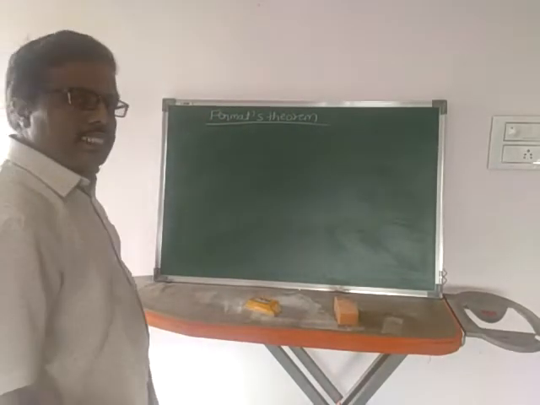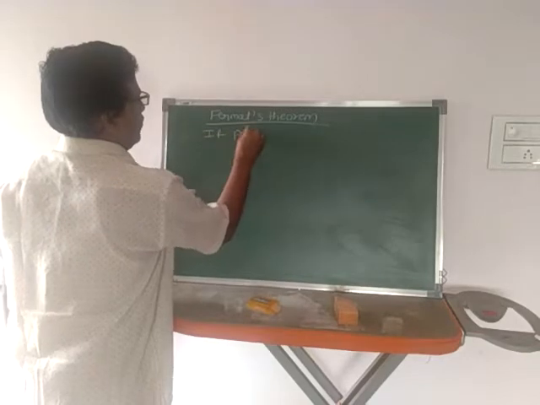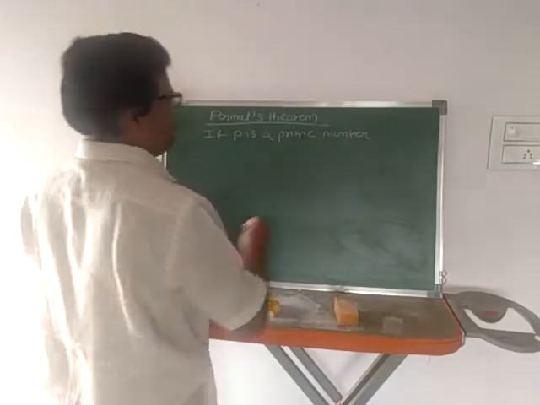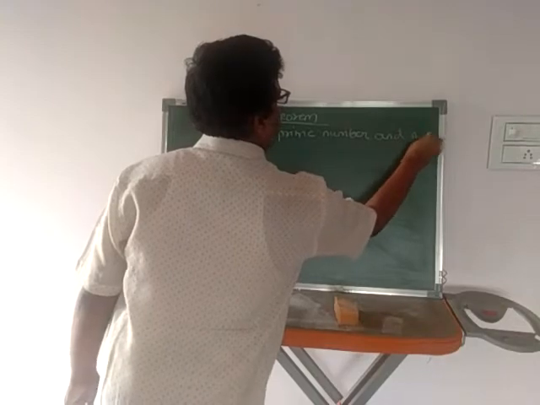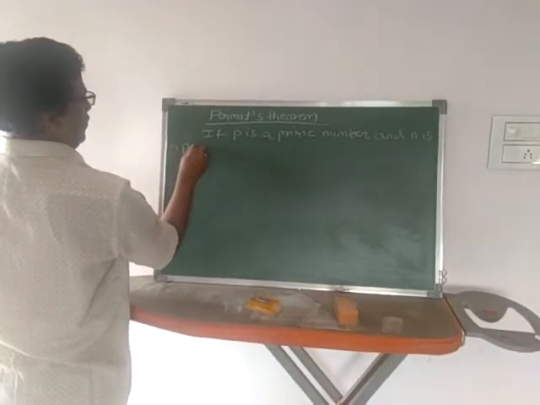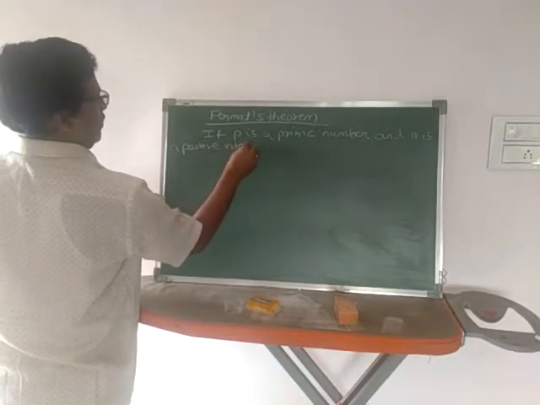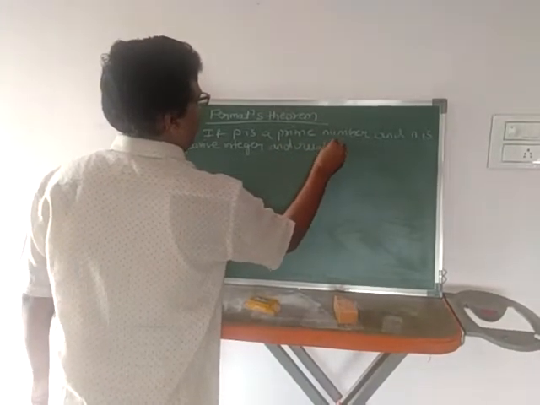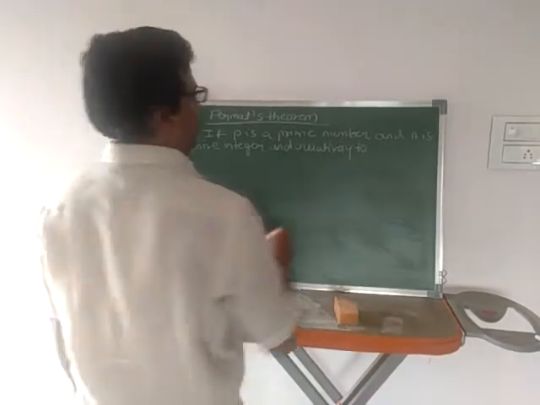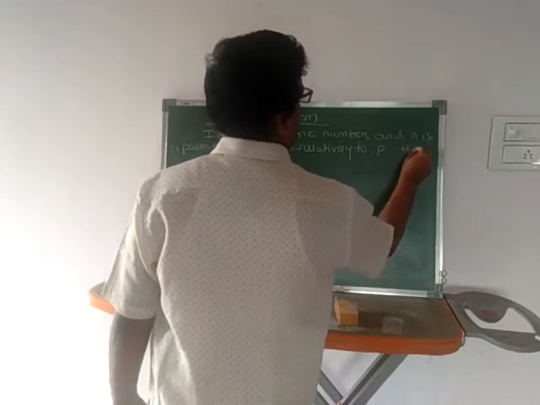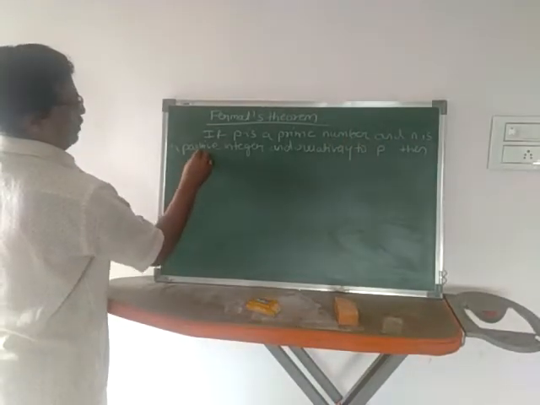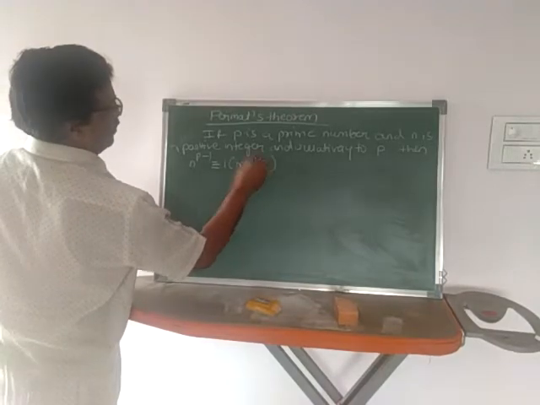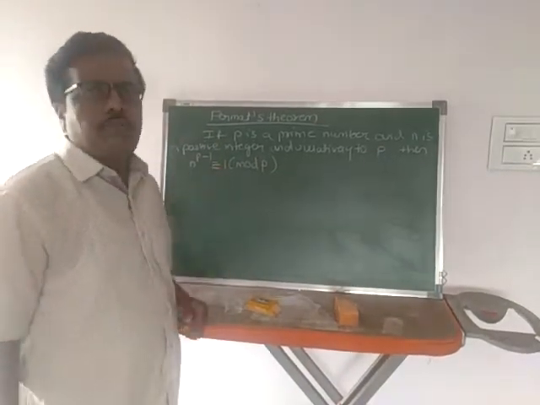So Fermat's theorem states that if p is a prime number and n is a positive integer and relatively prime to p, then n raised to p minus 1 is congruent to 1 mod p. So this is the statement of Fermat's theorem.